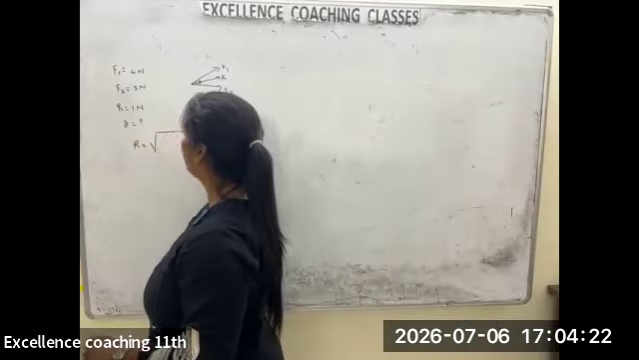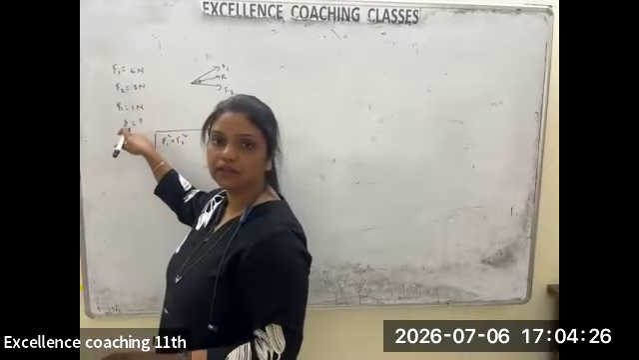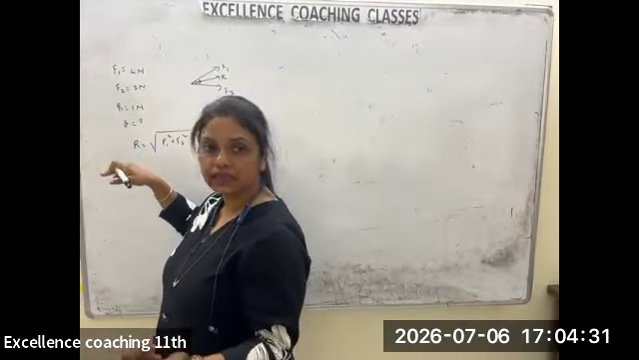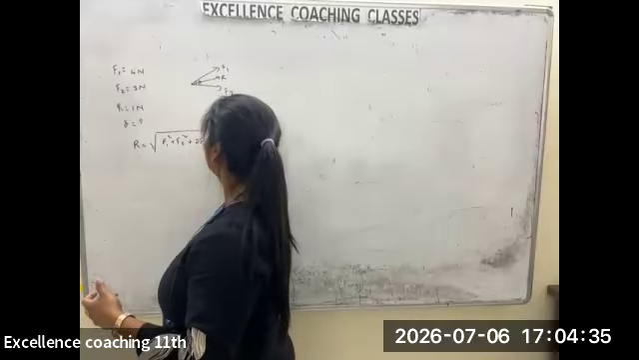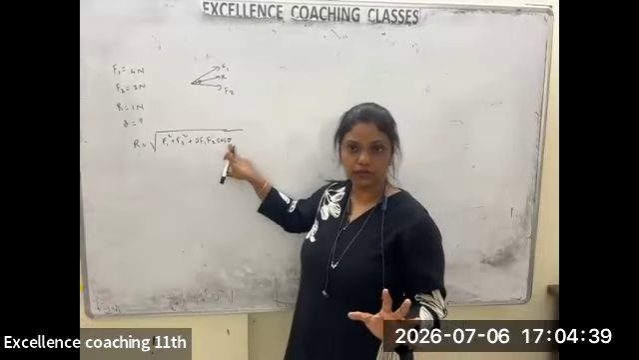R is equal to root of F1 square plus F2 square plus 2 F1 F2 cos theta. What is A given as? Force 1. B is F2 plus 2 F1 F2 cos theta. Now tell me, theta you have to find out.